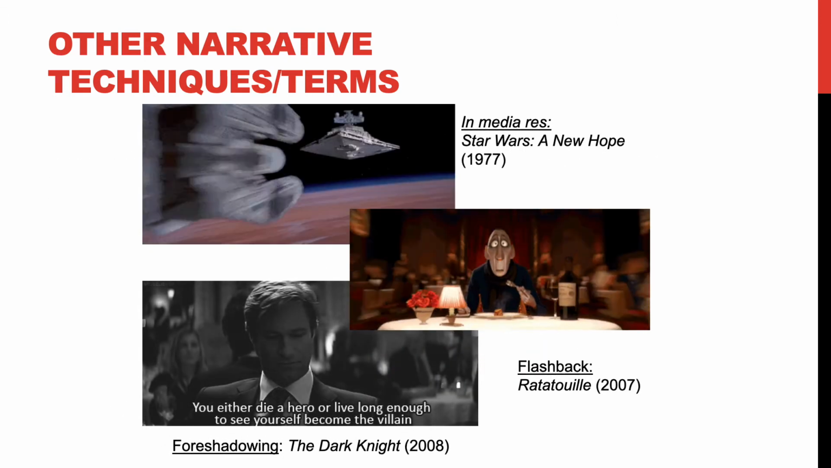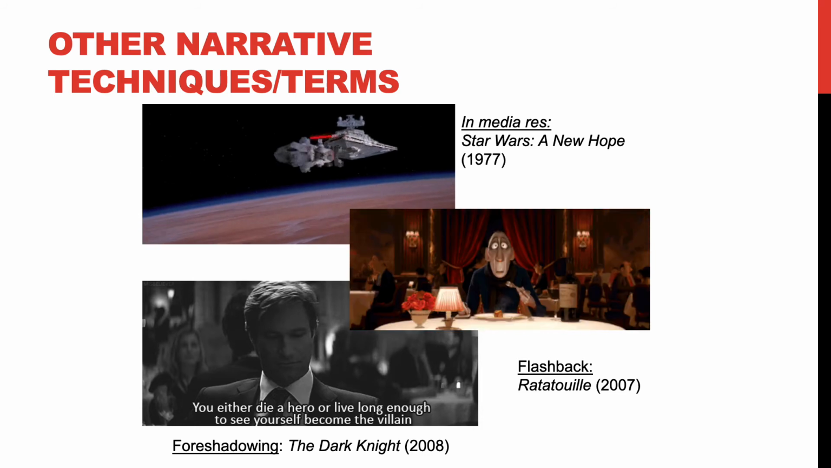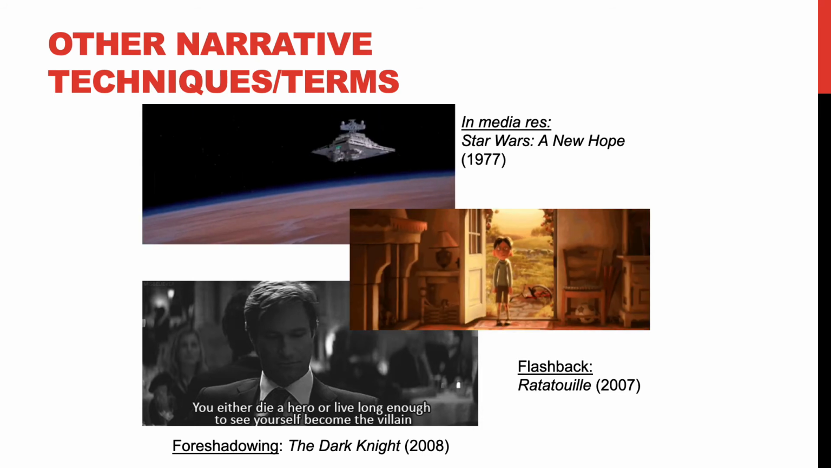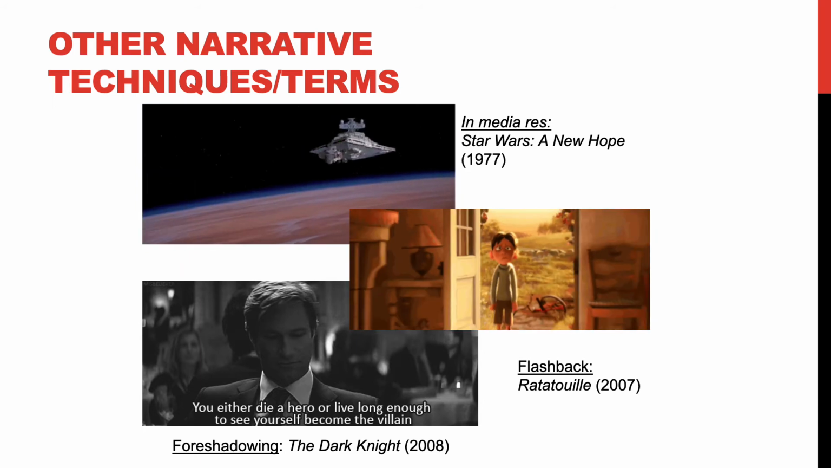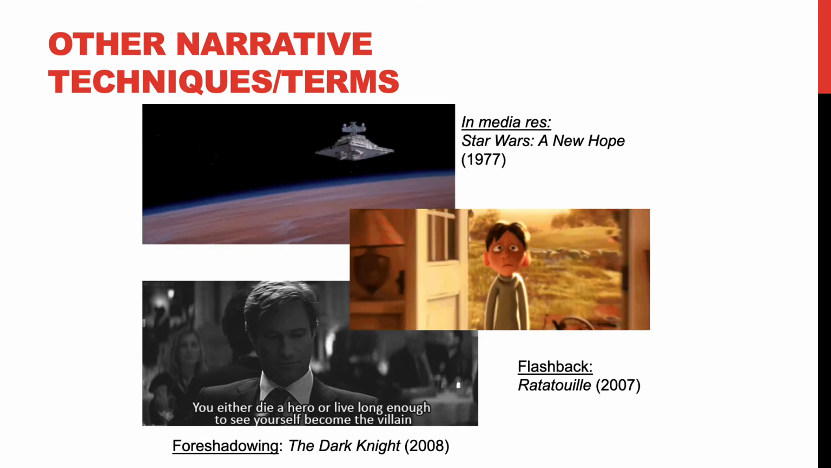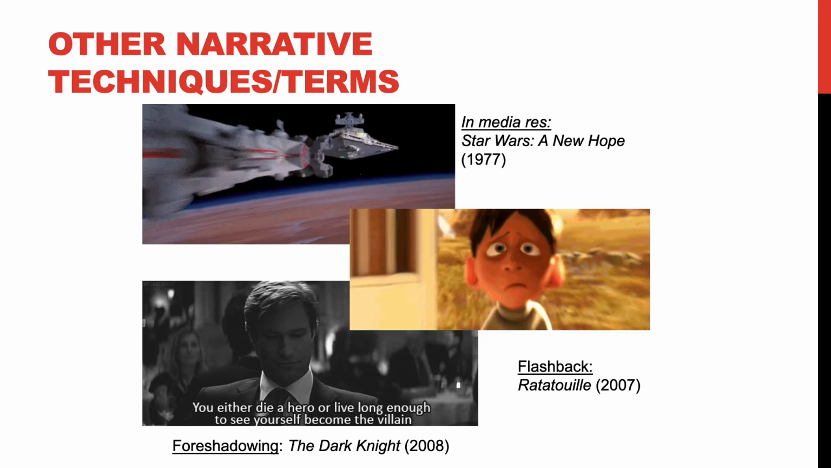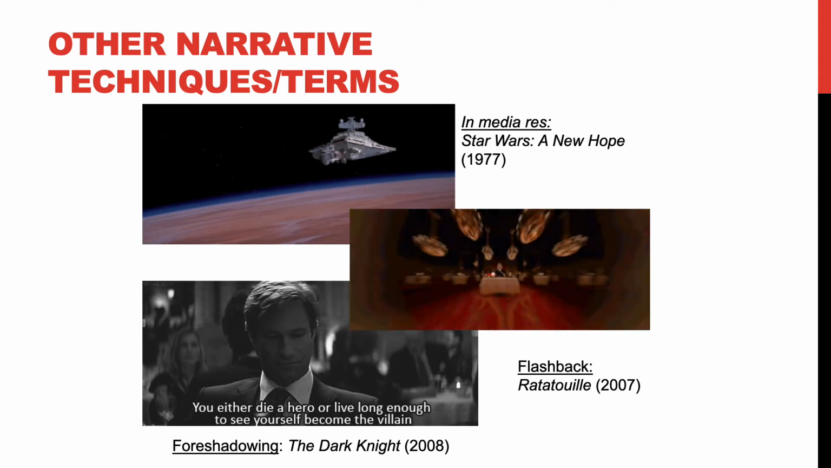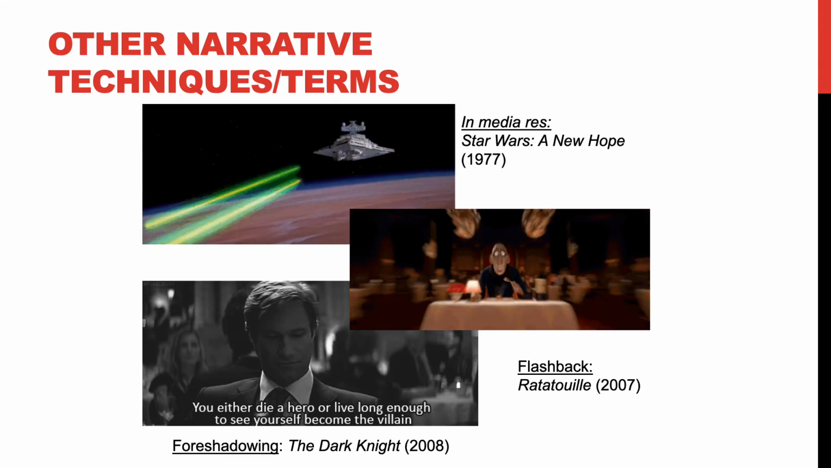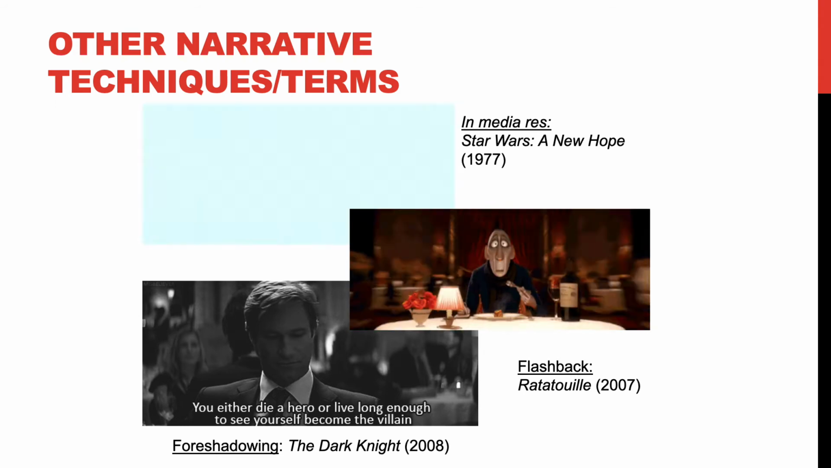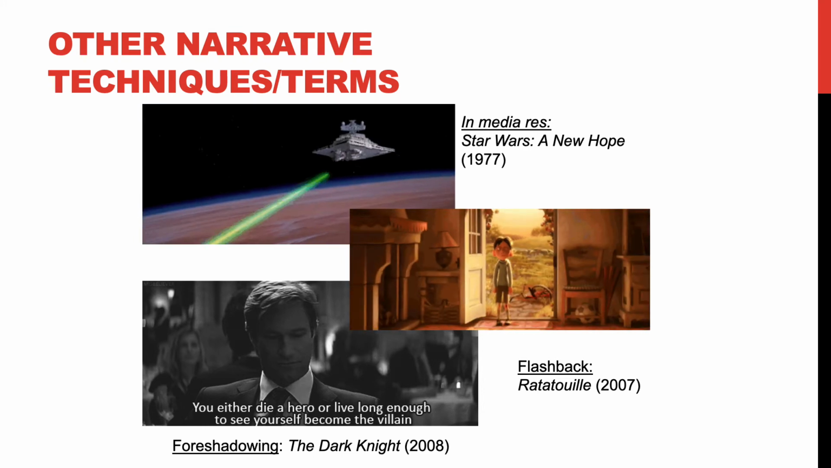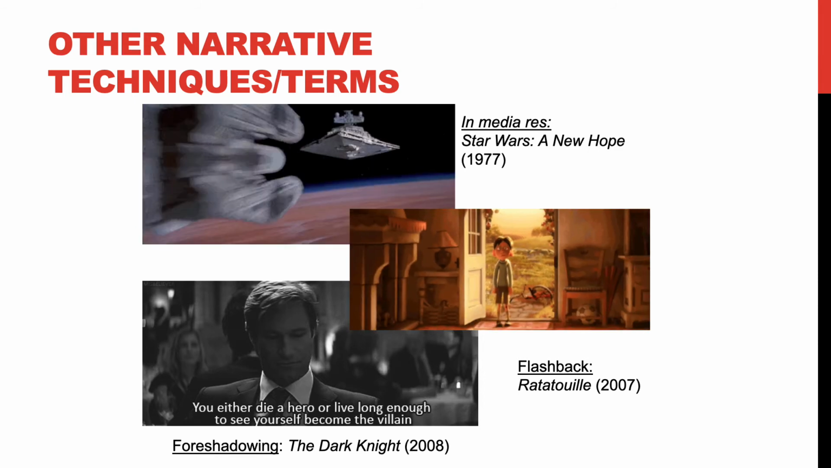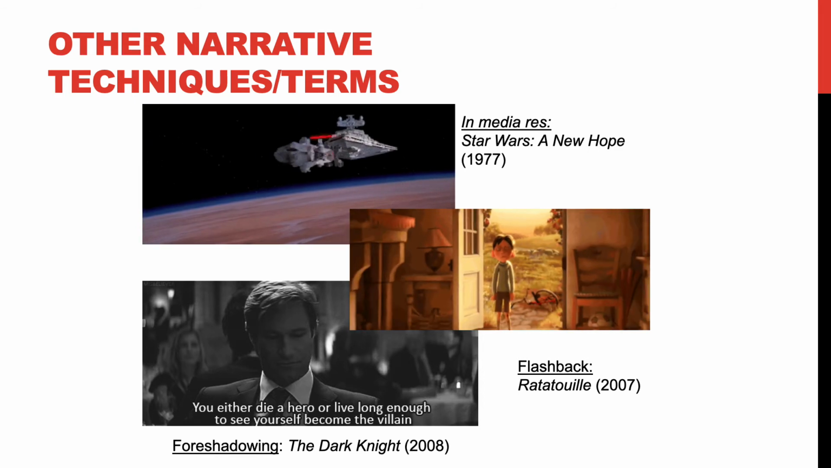I have 3 examples here of the terms that we just went over. The first one, in media res, comes from Star Wars: A New Hope. As you can see from the GIF in this slide, we actually see essentially 2 battleships at war with each other. And in the moment, we have no idea what is going on, or who's fighting whom, and what the conflict is. We're thrown into the middle of a battle. And that's exactly what in media res is. It's only after this battle, as the story progresses, that we learn more about the conflict.